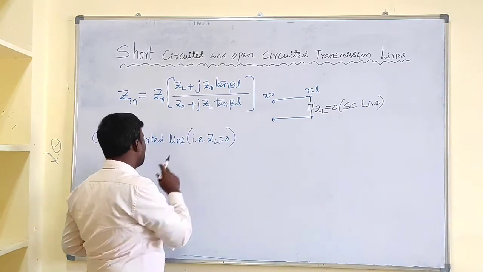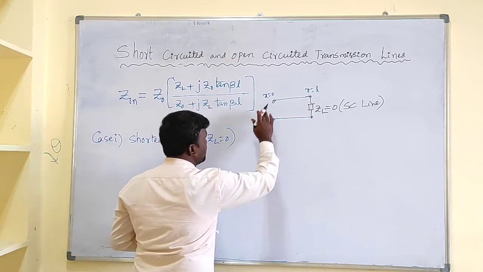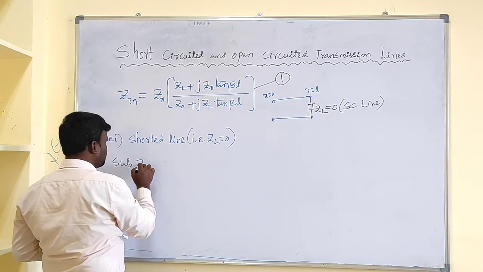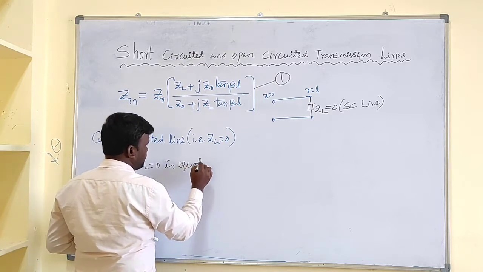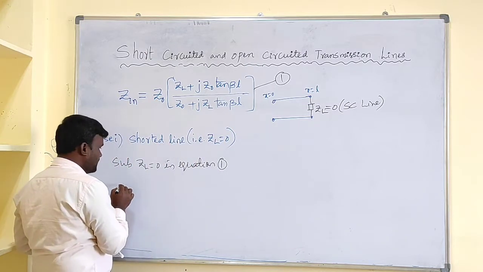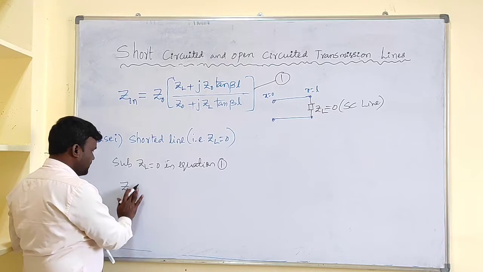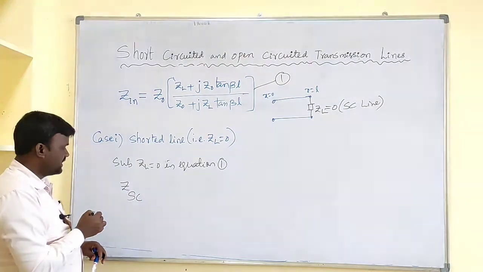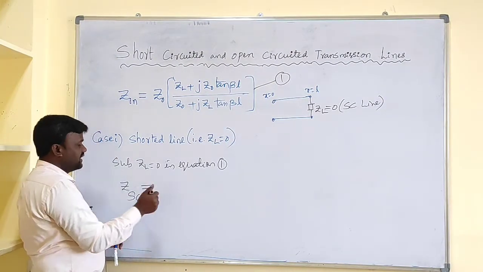For the short circuited line, ZL equal to 0, let us substitute ZL as 0 in equation 1. So take this as equation 1. If you substitute ZL as 0 in equation 1, we will get ZIN, or else I will take that as the input impedance of the short circuit line. We can write that as ZSC.